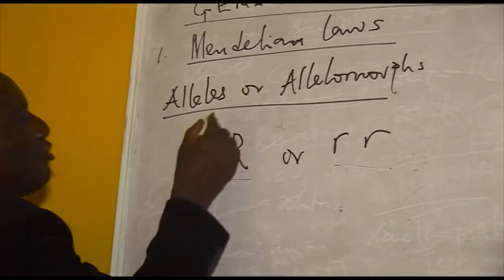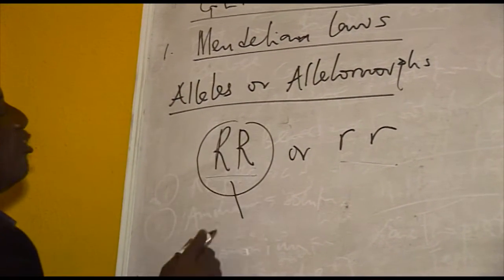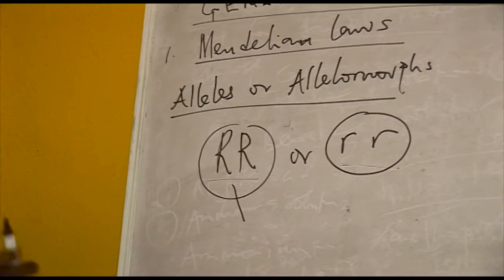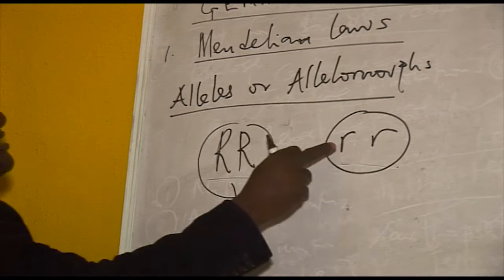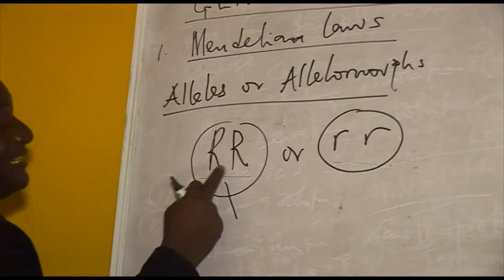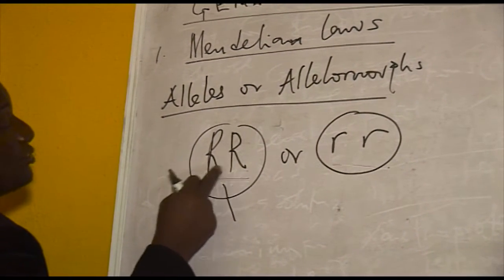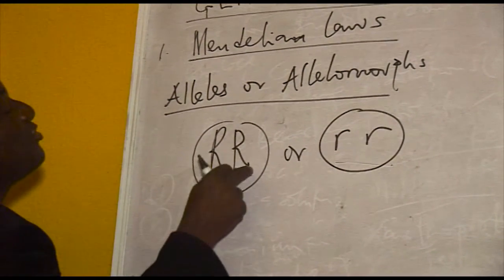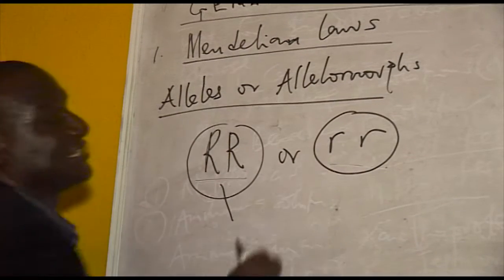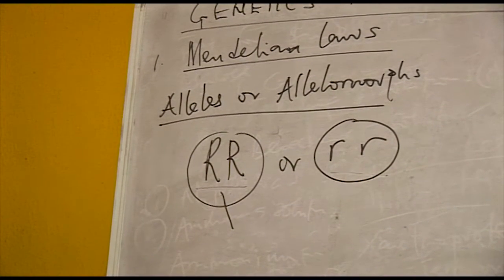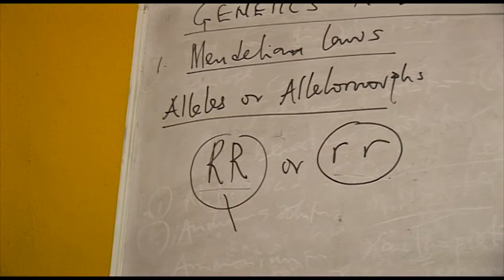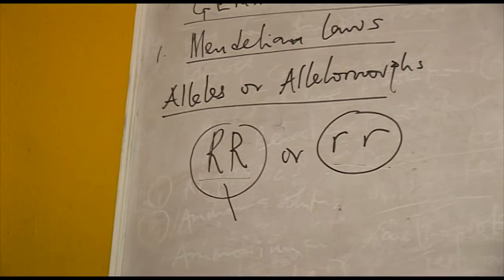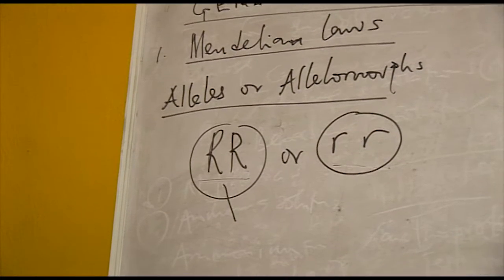This is homozygous dominant. This is homozygous recessive. I told you that when it is dominant, they use a capital letter. When it is recessive, they use a small letter. So, when we have a pair of genes controlling a pair of contrasting characters, and they are the same, that is homozygous dominant. This is homozygous recessive. Now, I'm able to explain what we call homozygous dominant and homozygous recessive.